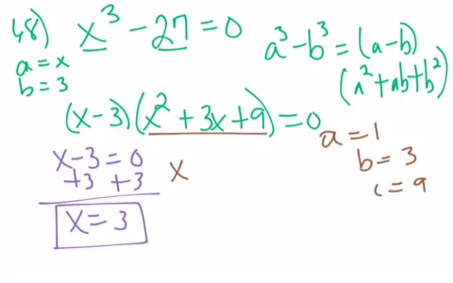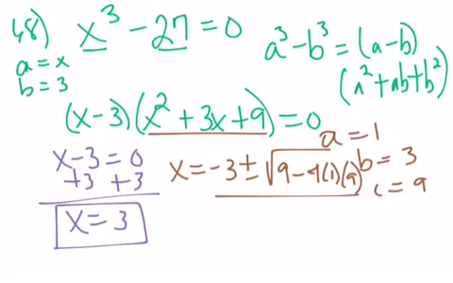So the quadratic formula says to do the opposite of b, which is -3, plus or minus the square root of b squared, which is 9, minus 4 times 1 times 9, all over 2 times 1. If you simplify what's under the square root, you will have the square root of -27.